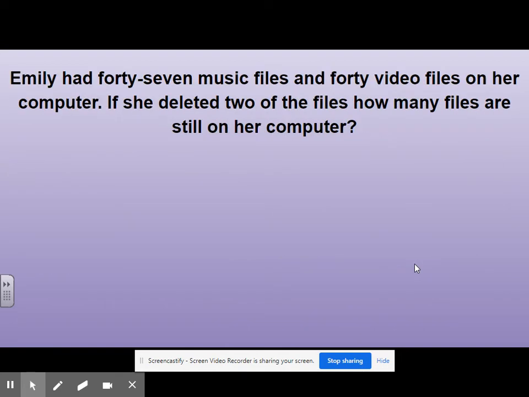Let's try another one. I'm going to walk you through this one too. Emily had 47 music files and 40 video files on her computer. If she deleted 2 of the files, how many files are still on her computer?